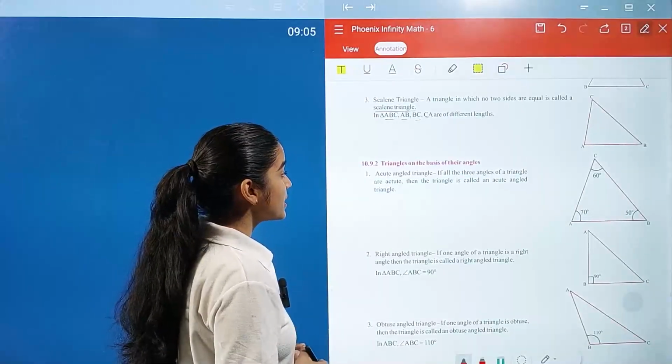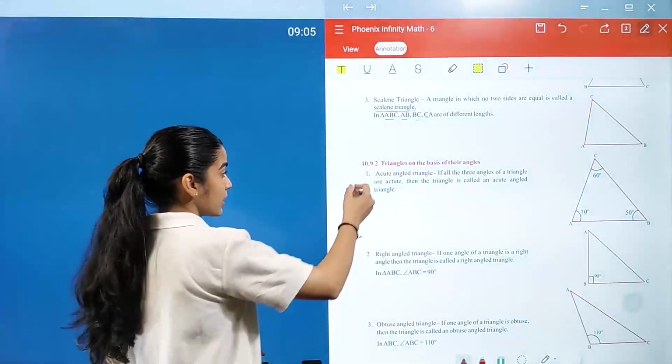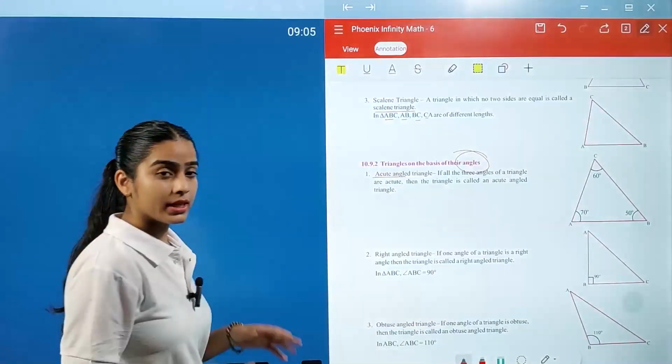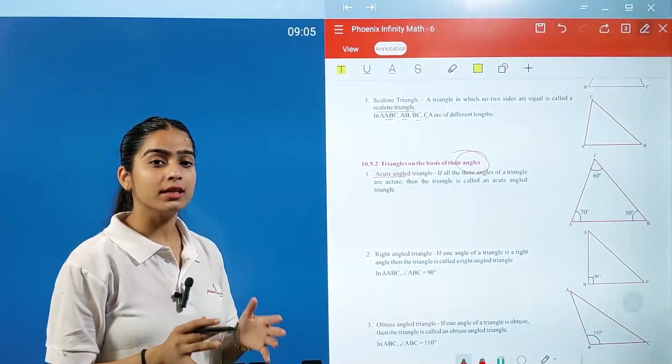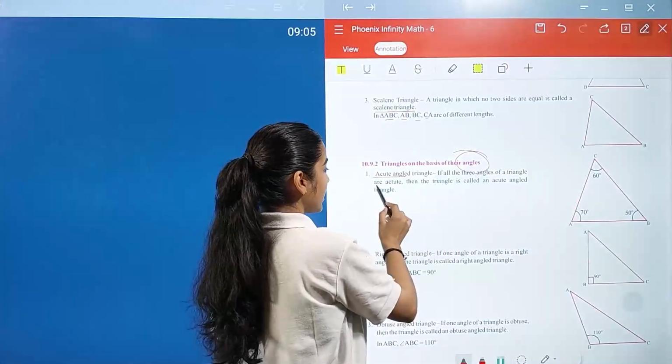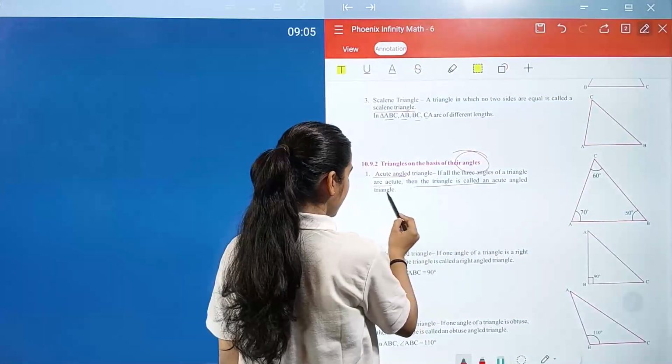Now triangles on the basis of their angles. Now we move forward to the classification on the basis of angles. Acute angle triangle means a triangle in which all angles are less than 90 degrees. So if all three angles of a triangle are acute, then the triangle is called an acute angle triangle.